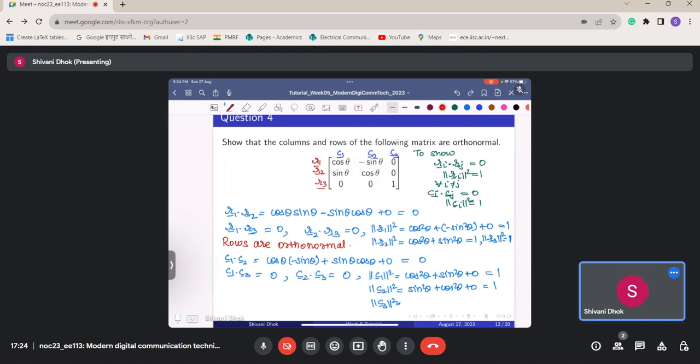Therefore we can say, since the dot products are 0 and all the norms are 1, the columns are orthonormal. Any questions?